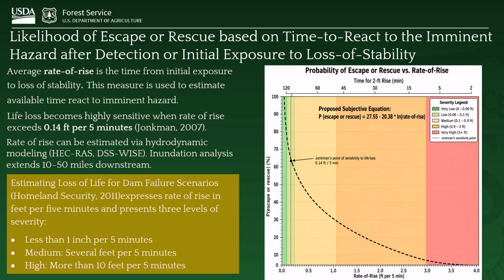Time to react can be estimated through commonly used hydrodynamic modeling tools. Downstream consequence analysis typically extends 10 to 50 miles downstream depending on the flood wave volume and available storage. As the flood wave travels downstream, it loses energy. The rising limb of the breach hydrograph flattens, and in turn, the available time to react to the imminent hazard increases, reducing the likelihood of life loss with increasing distance from the dam.